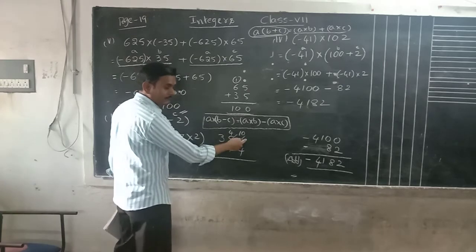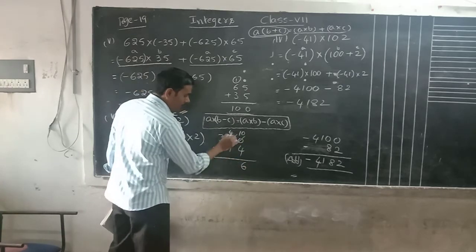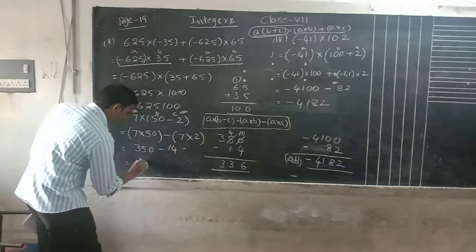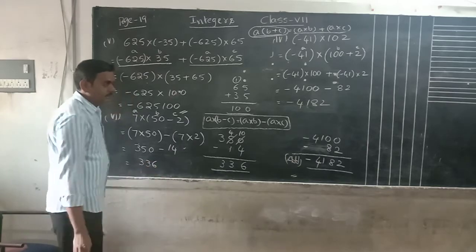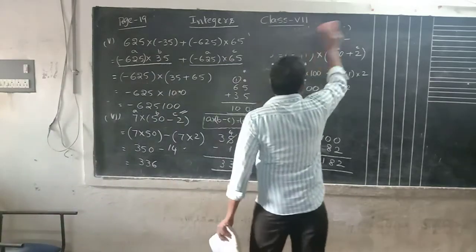Borrowing, this becomes a 10, this becomes a 4. One less here, 10 added here. 10 plus 0, 10. 10 minus 4 is 6. 4 minus 1, 3. That means 336. 336 is the answer. Go for the next question.